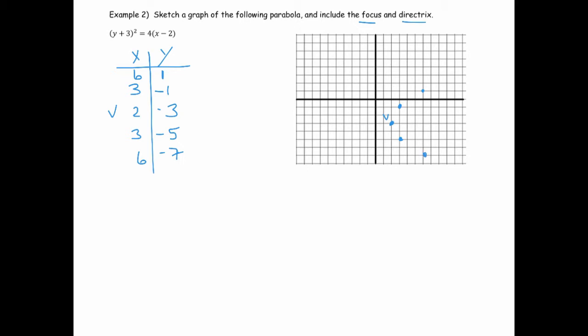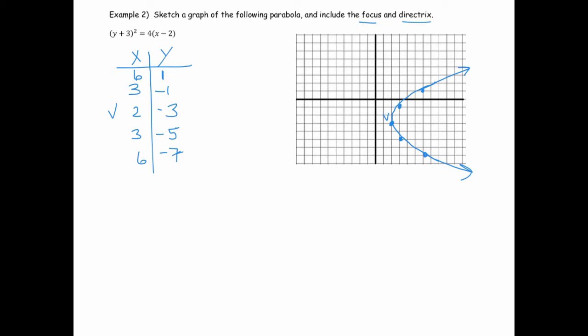Alright, now one thing I could have pointed out was that you really only had to do the vertex and then 2 points on either side, because you can use the symmetry of the parabola to get points on either side of it. But I guess I just decided to use a more direct approach.